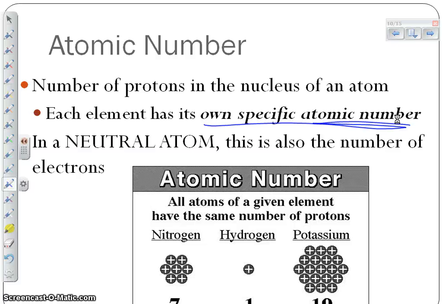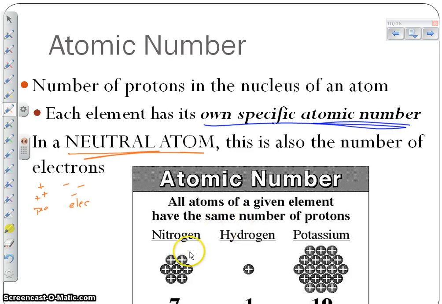Another fun thing that'll help you guys out is in a neutral atom, which unless you're told otherwise, you're going to assume an atom is neutral, the atomic number also happens to be the number of electrons, because if an atom is neutral, that means all the pluses balance out with all the negatives. So all your protons balance out with your electrons, and that would give you a neutral atom. Okay? So unless I tell you that there is a charge on an atom, you assume it's neutral, which means protons will equal electrons. Okay?